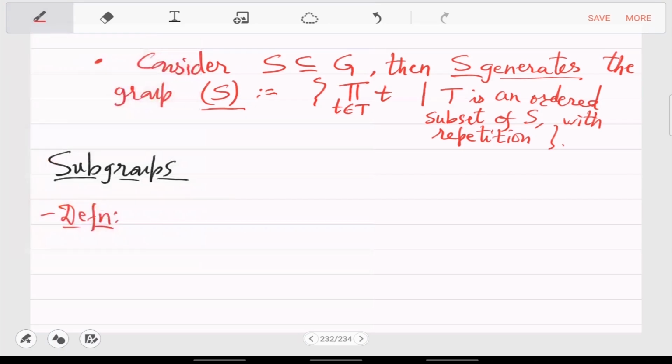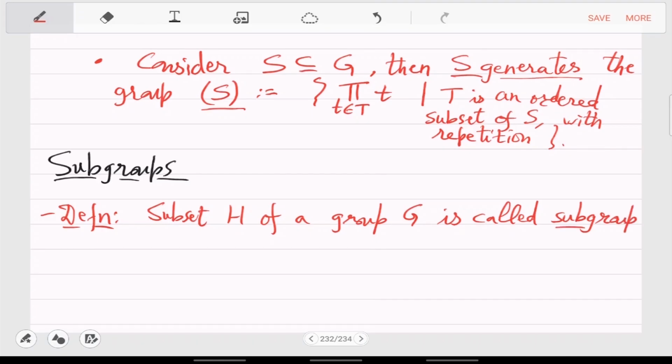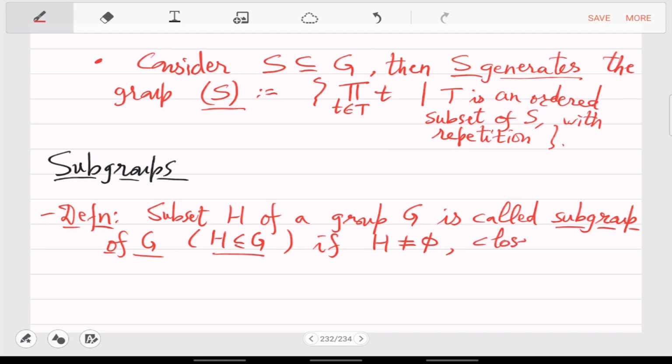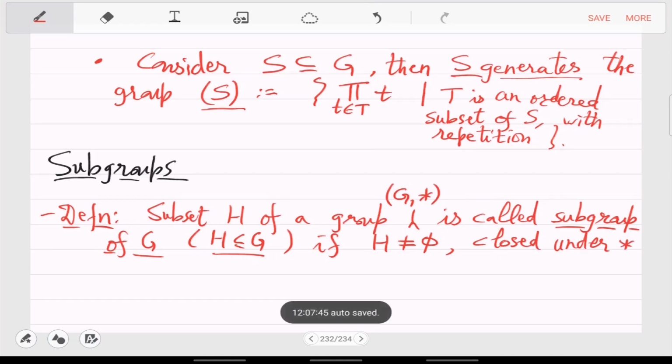A subset H of a group G is called a subgroup of G, and it is written like this: H less than or equal to G. This will mean that H is a subgroup of the group G if H is not an empty set, it is closed under the group operation, so G star, closed under star, and has inverses.